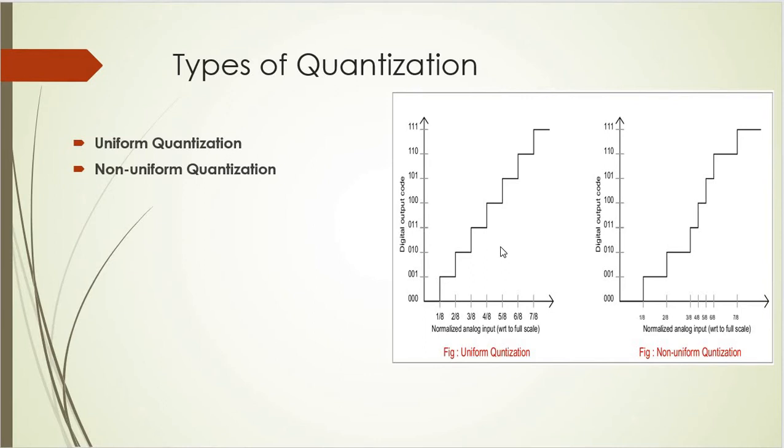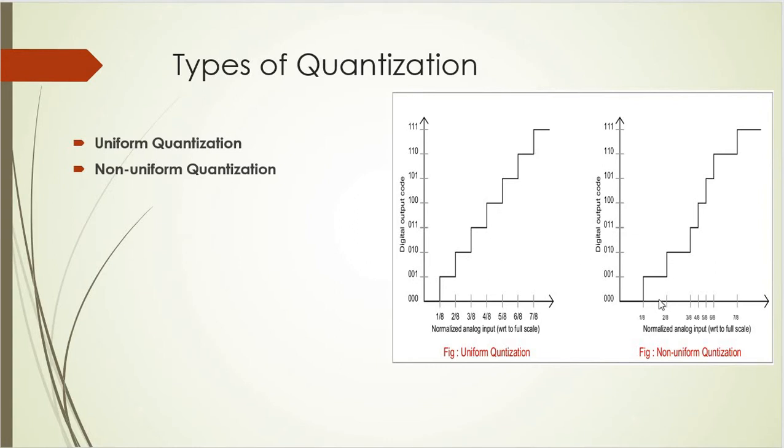If you look at the diagram, in uniform quantization, we can see that the quantization levels are equally divided. For each sampled level, the quantization level is equally divided, or they are equal, and we are getting a uniform stair-step waveform here.